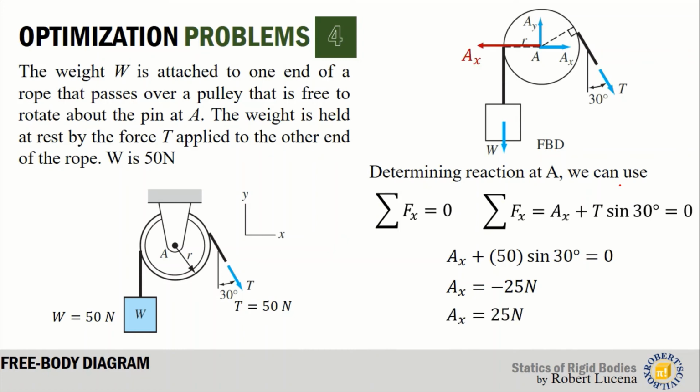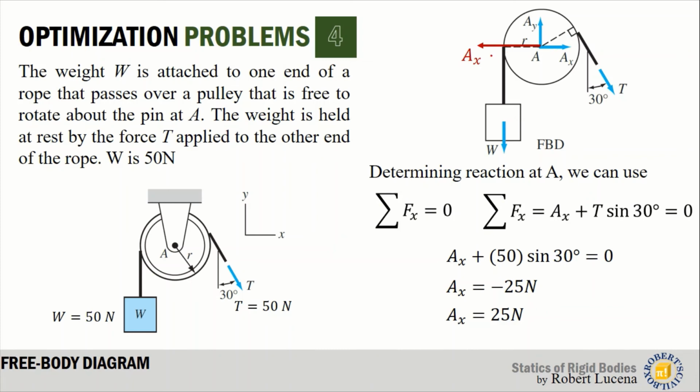So we might be wrong in drawing the direction of the reaction. However, we can correct it upon analysis of the conditions of equilibrium. You can be wrong with the assumption. If you get a negative answer, that means your assumption for AX is wrong.